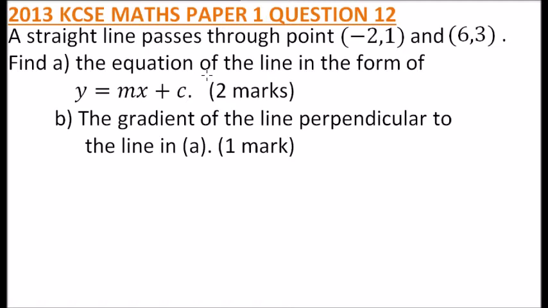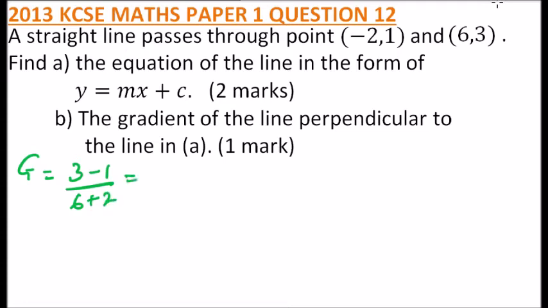2013 paper 1 question 12. A straight line passes through points (-2, 1) and (6, 3). Find the equation of the line in the form y = mx + c. To get the equation, we need to get the gradient, and we are going to use the 2 points to get the gradient. So the gradient of the line is equal to 3 minus 1 divided by 6 minus -2, that will give us positive 2.